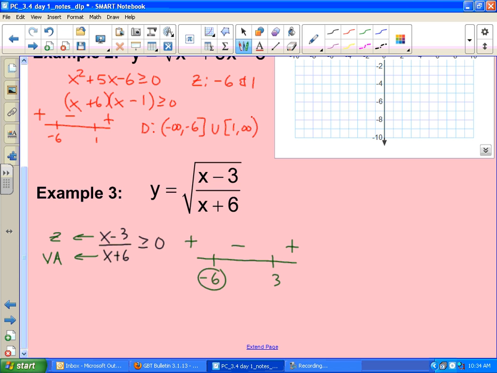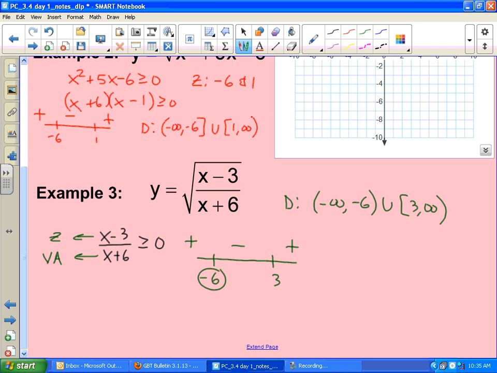What do you think, Sam? What's my answer for this one? Parenthesis, negative infinity to negative 6. Be careful. Oh, good job. Parenthesis, union symbol. Bracket 3. Oh, yes. Love it. There you go.